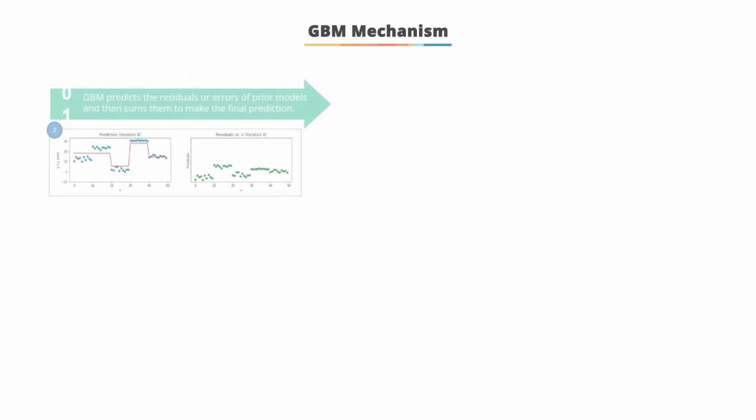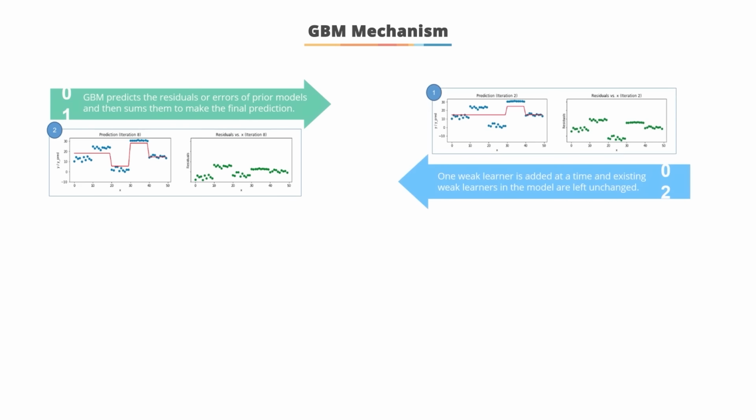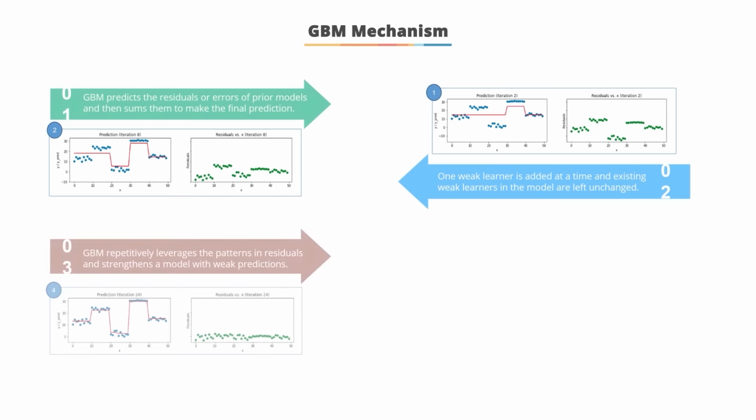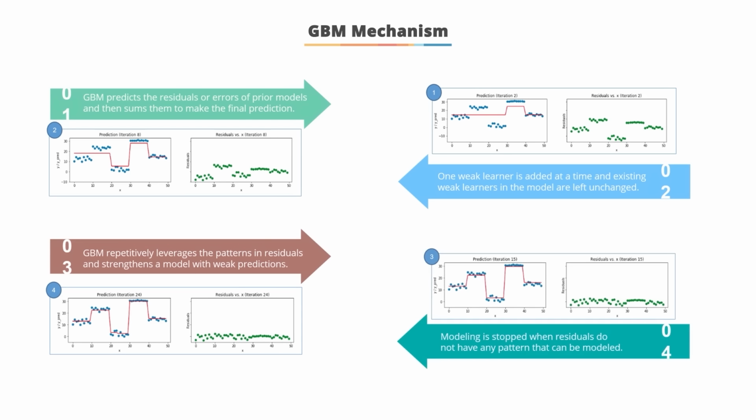So let's understand the working of gradient boosting. Step 1, GBM predicts the residuals or errors of the prior models and then sums them to make the final prediction. Step 2, one weak learner is added at a time, and existing weak learners in the model are left unchanged. Step 3, GBM repetitively leverages the patterns in residuals and strengthens a model with weak predictions. Step 4, modeling is stopped when there is no pattern left that can be modeled.